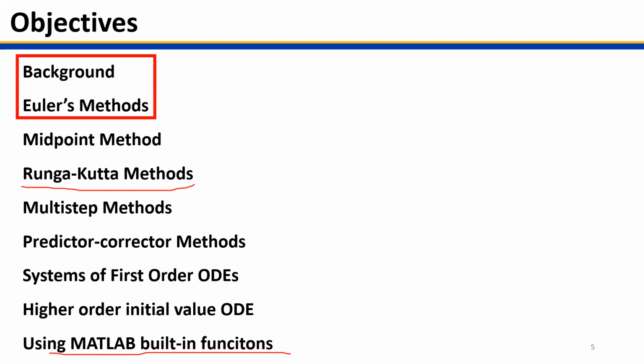But today we're going to keep it simple. We're just going to do some background and a really quick Euler's method example. All right, any questions before we do an example?